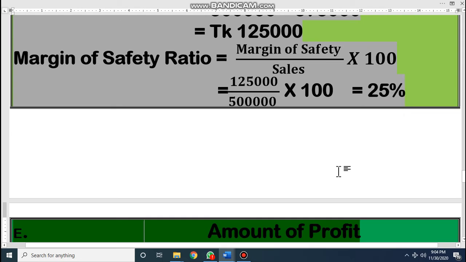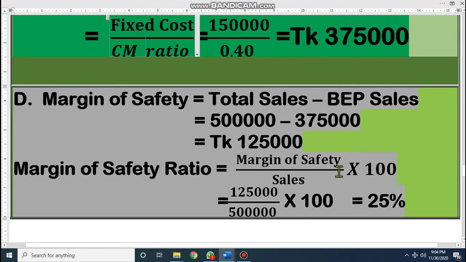3,75,000. Now margin of safety, dear student, this is also another easy one. Total sales minus break even point sales. Look at break even sales, we have got here 3,75,000, and total sales in requirement B we got 5 lakh. 5 lakh minus 3,75,000, this is margin of safety.